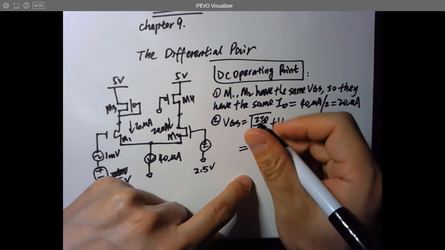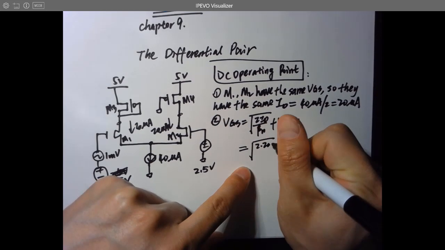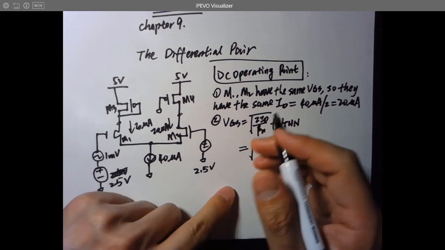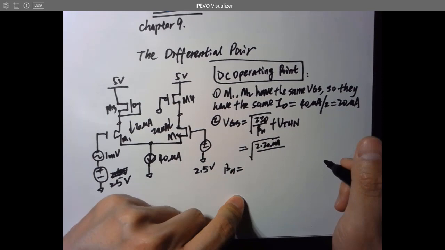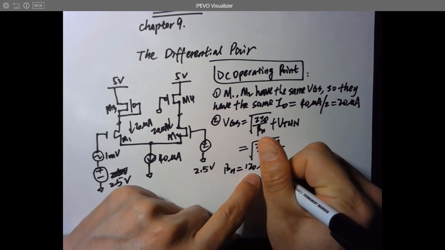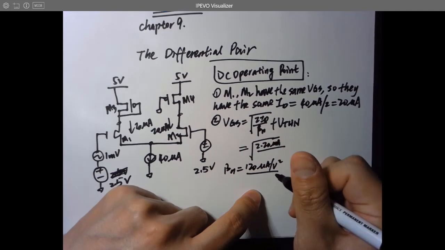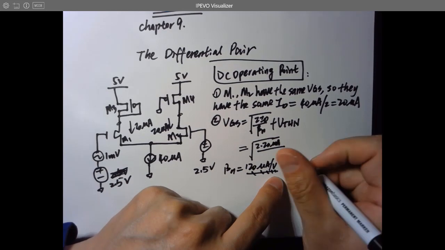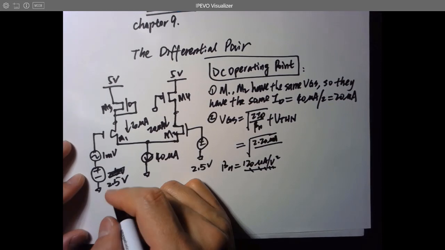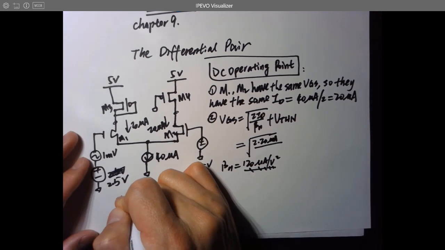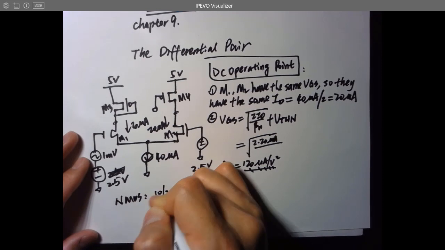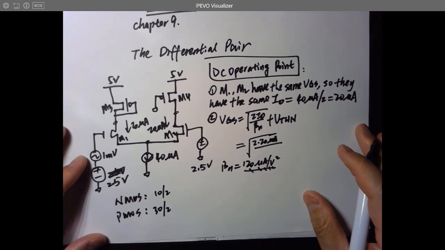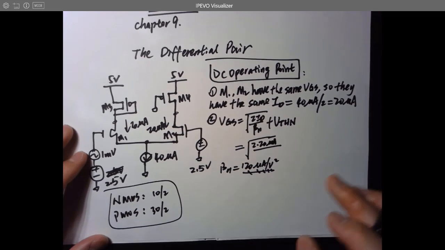And ID equals 20 microamps. It's going to be 2 times 20 microamps over beta n. Since we're going to use beta n all the time, let's just do the calculation. So what is beta n? Beta n equals 120, this is from the model, microamps per volt squared. And the dimensions, I forgot to put them here. For all the NMOSes, they are 10 over 2, and for PMOS, they are 30 over 2. Okay, so this is given.